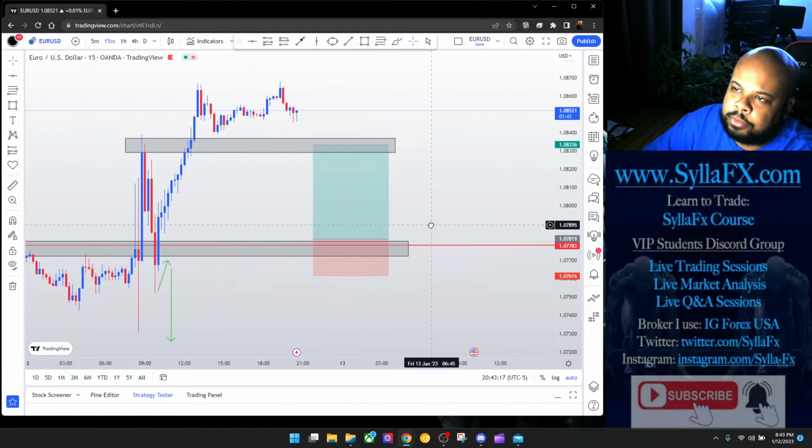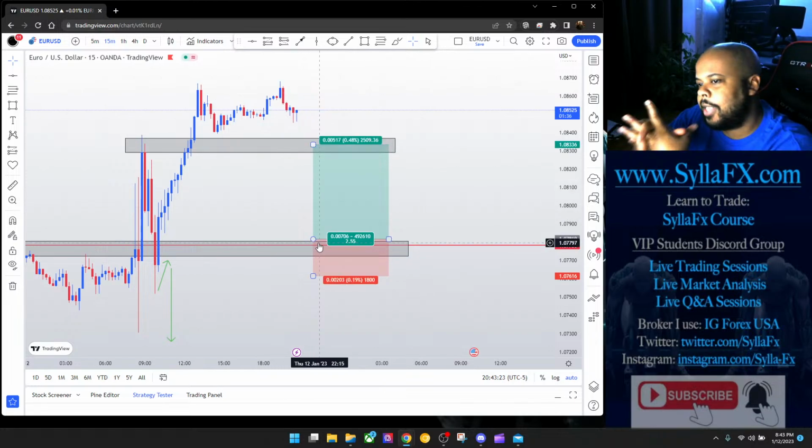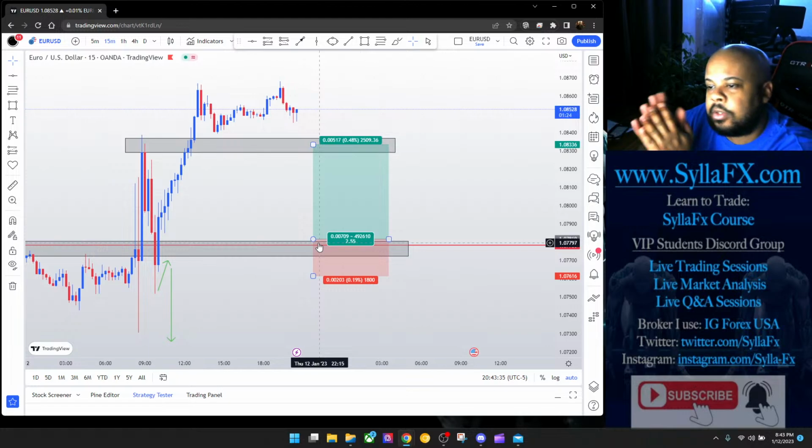I would feel more comfortable waiting for price to make it all the way down to the 4-hour support level here, because this is a more prominent level that price has rejected and reacted to multiple times in the past. So if price makes it all the way down here, this will be the more viable trade to actually take for a buy position. A quick, easy 50 pips or so, risking only 20 pips, 1 to 2.5 risk to reward ratio.